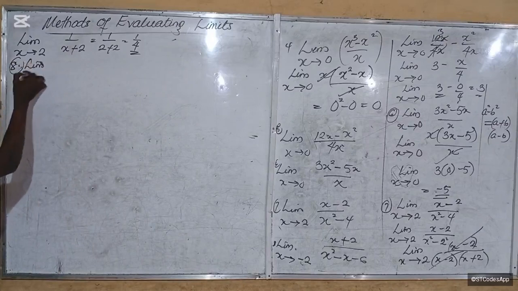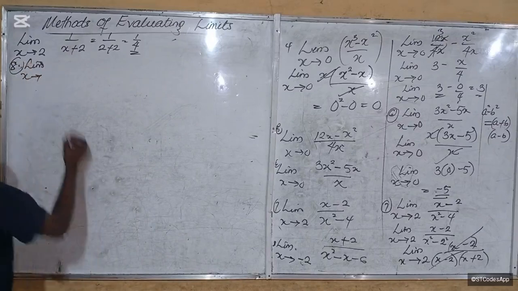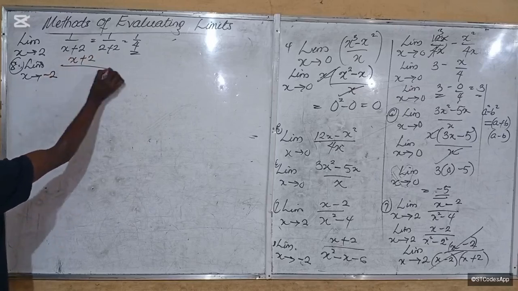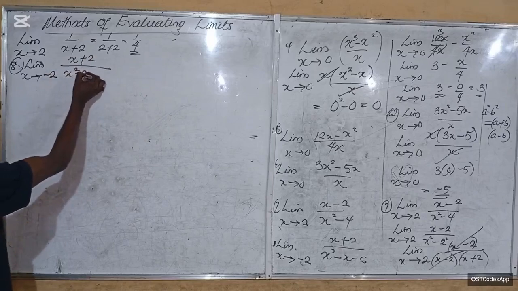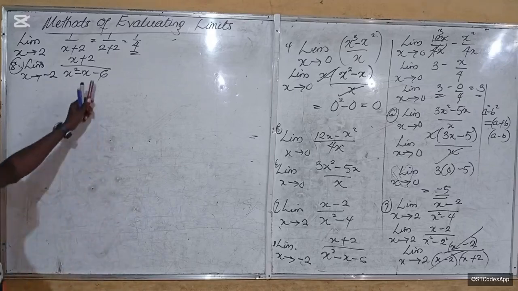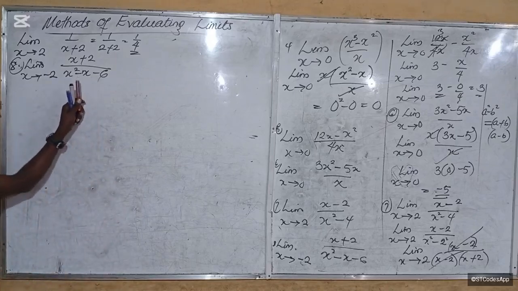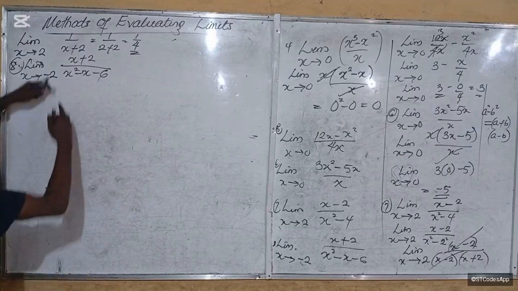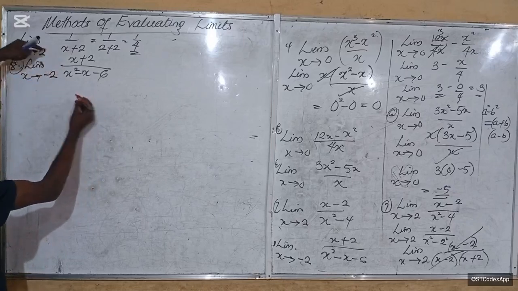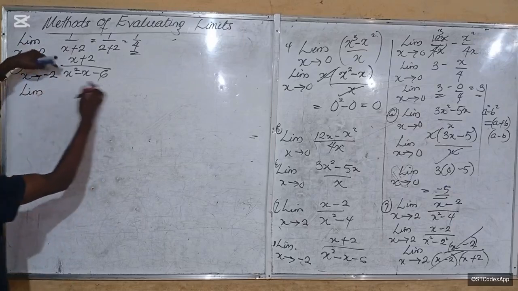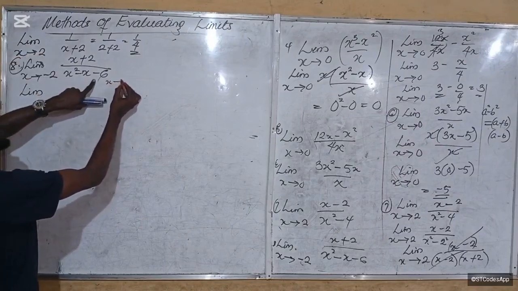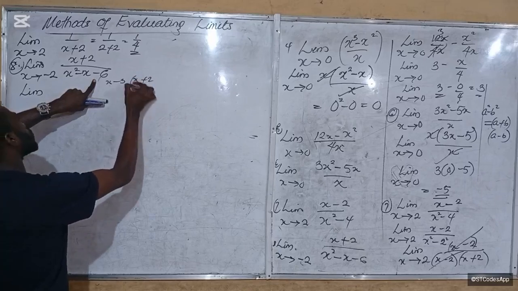Then number 8 says to find the limit as x approaches negative 2 of x plus 2 over x squared minus x minus 6. Okay, so in this case, what you want to do is factorize this denominator, right? So how do you factorize the denominator? By quadratic equation. This is a quadratic equation, so by the time you factorize, it is going to give you x minus 3 and x plus 2.